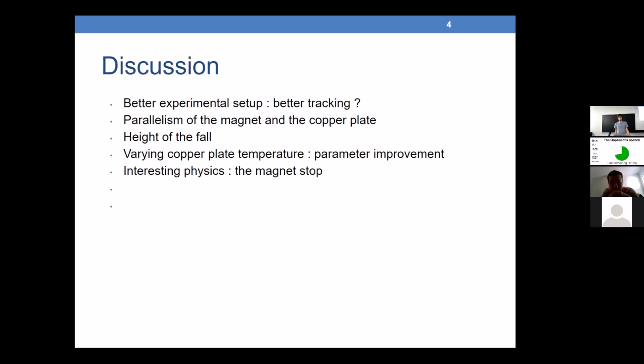Maybe we can talk about varying some other parameter like the copper temperature. You can vary maybe more easily the conductivity. That's the key. That is a key parameter. And maybe we can talk about the interesting physics that in fact the magnet stops if you record it with a sufficiently high speed camera.